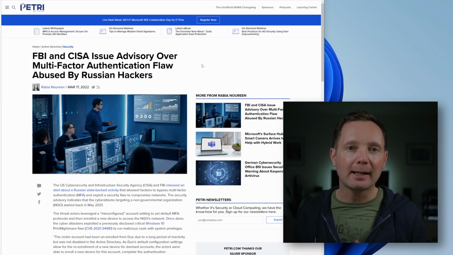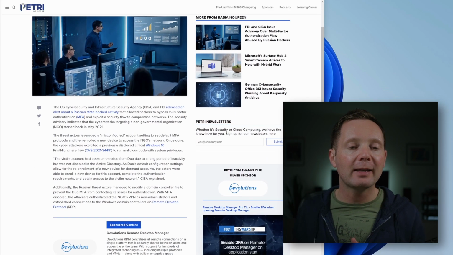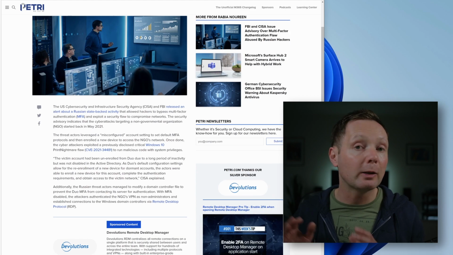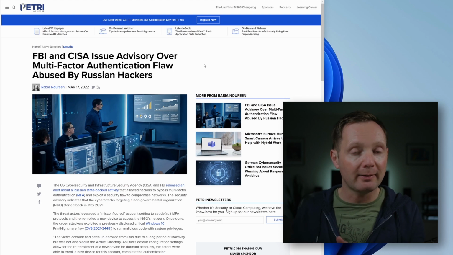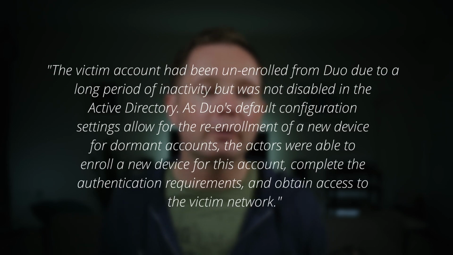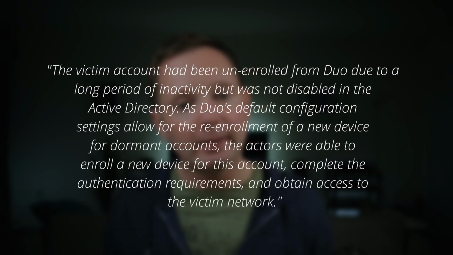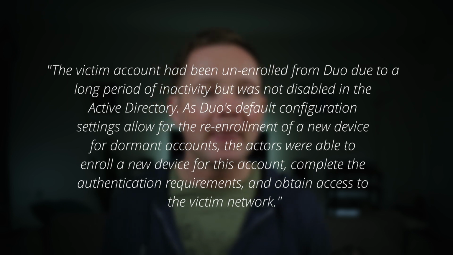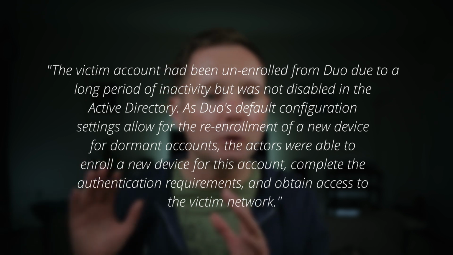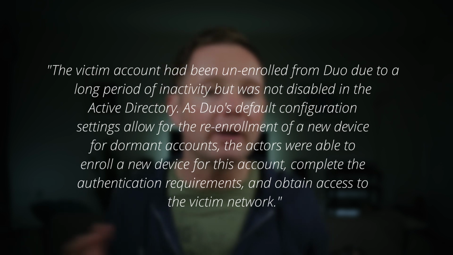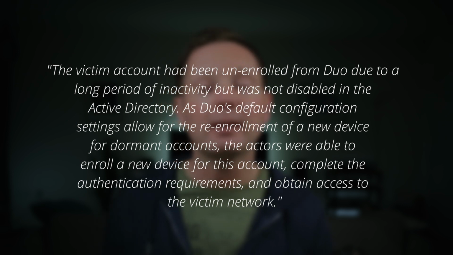In short, the attackers were able to gain access to the network and then use cloud-based email services. The attackers also used the PrintNightmare vulnerability in the Windows print spooler that was, of course, largely unpatched across many systems at that time last year. So according to the security announcements, the victim account had been unenrolled from Duo due to a long period of inactivity, but it was disabled in Active Directory. As Duo's default configuration settings allow for the re-enrollment of a new device for dormant accounts, the actors were able to enroll a new device for this account, complete the authentication requirements, and obtain access to the victim network.